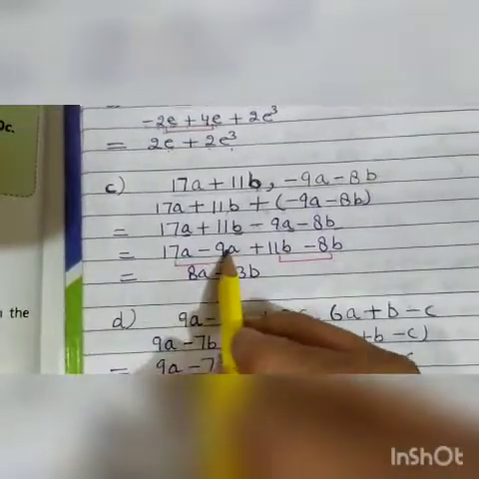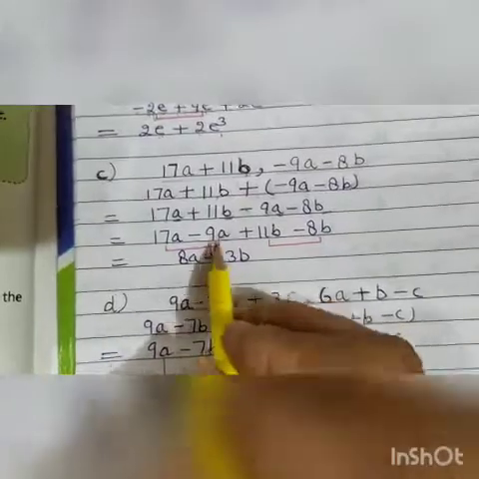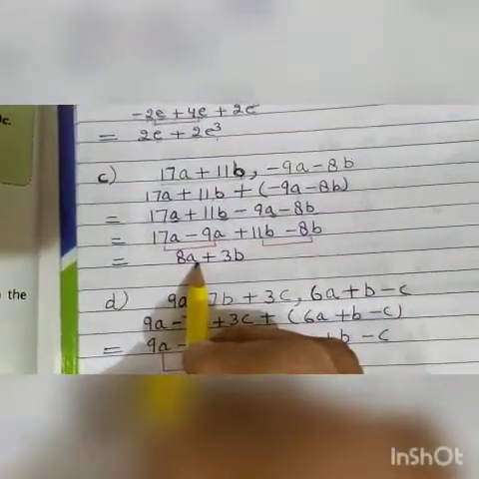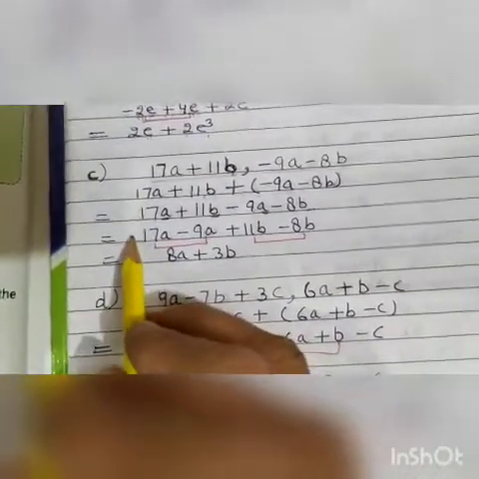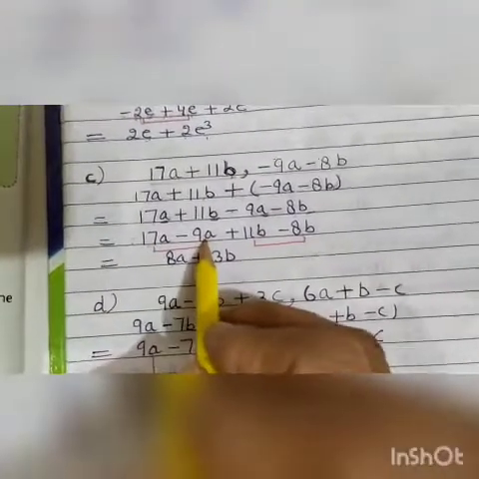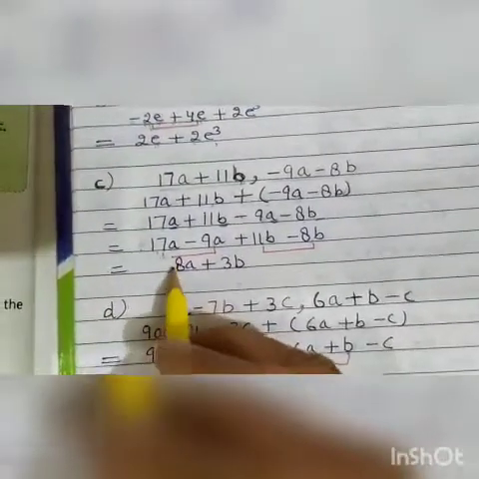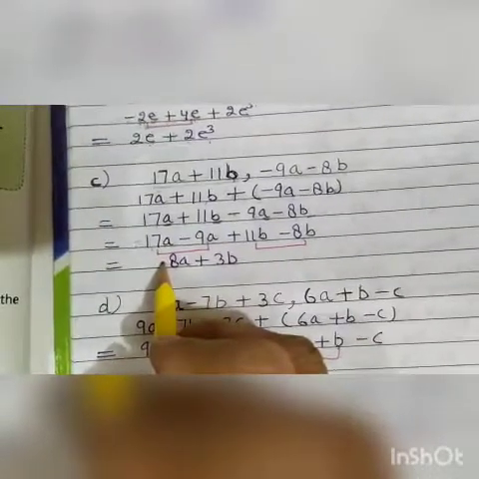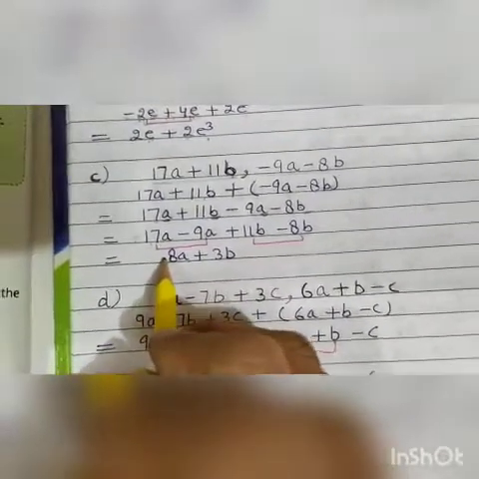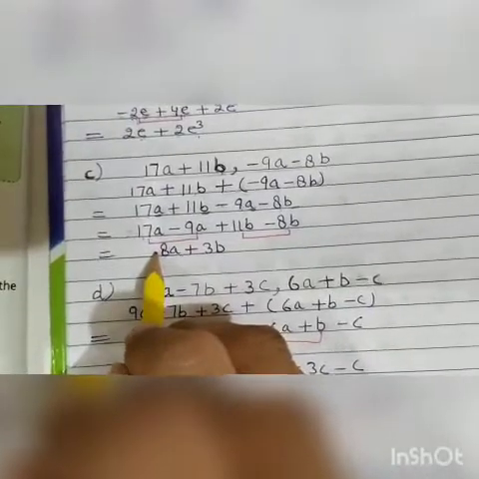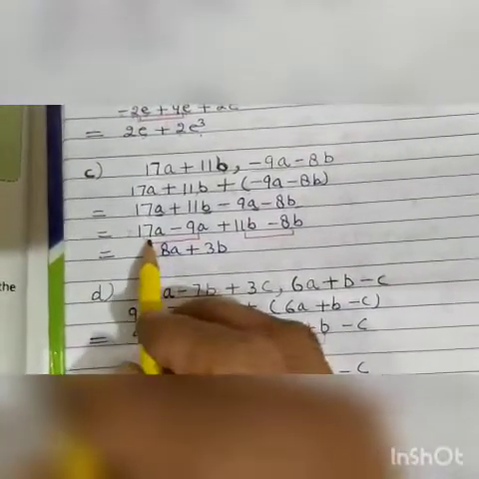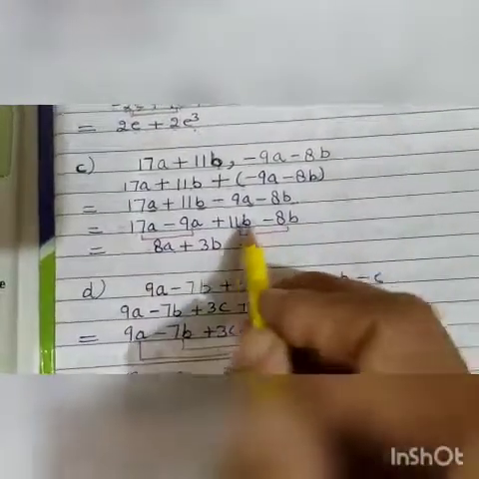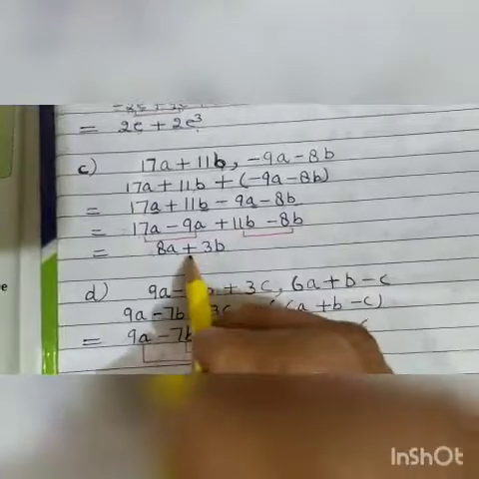Now solve these two like terms. 17a minus 9a. If we subtract 9 from 17, we get 8a. What is the sign of the greater term here? It is plus. 17 is greater and 9 is smaller. So we will put a plus sign. A plus sign means we do not put it at the start. If the sign is negative, only then we put it at the start. If the sign is positive, we do not put a plus sign at the start. So 17a minus 9a is 8a. Plus 11b minus 8b, subtract this 8 from 11, we get plus 3b.